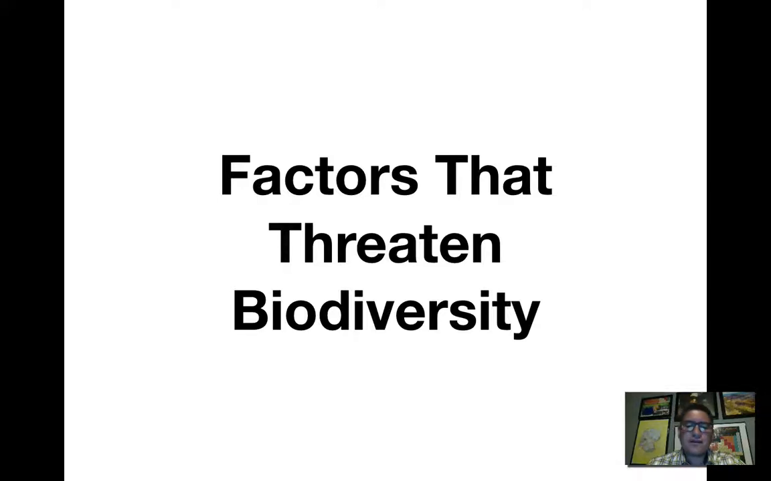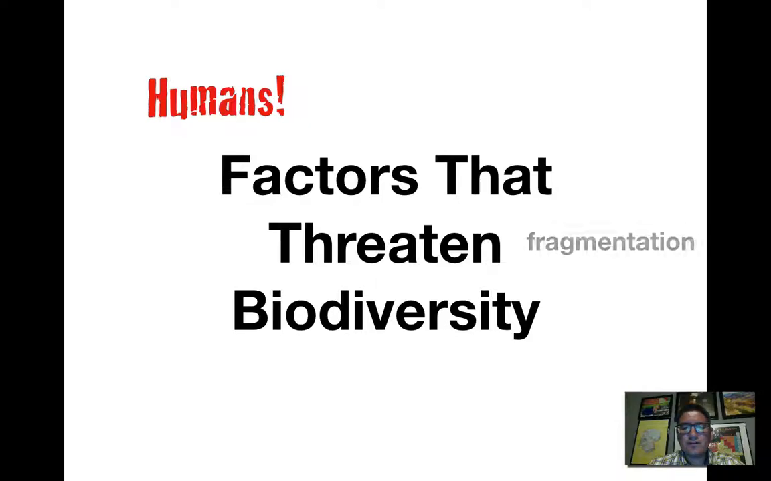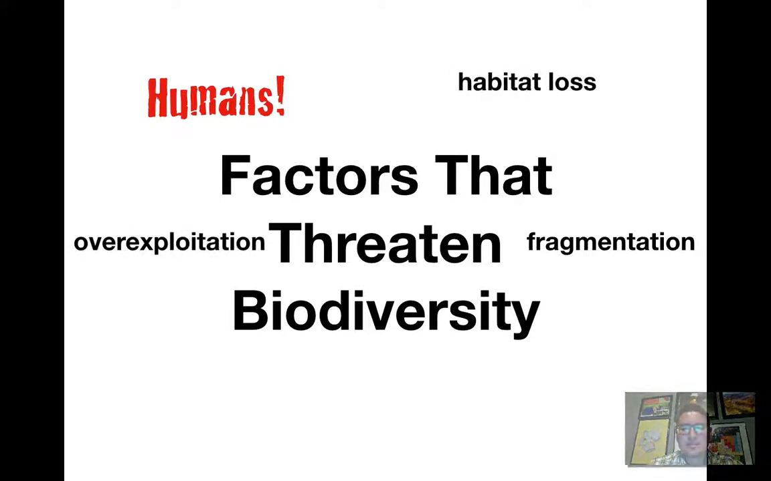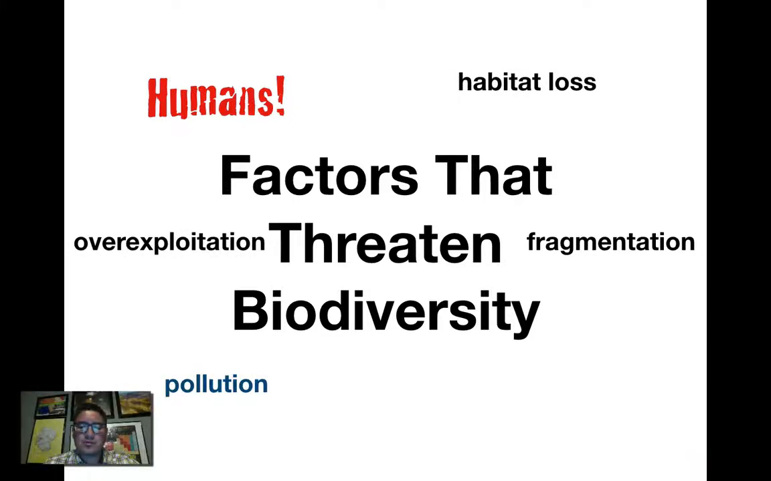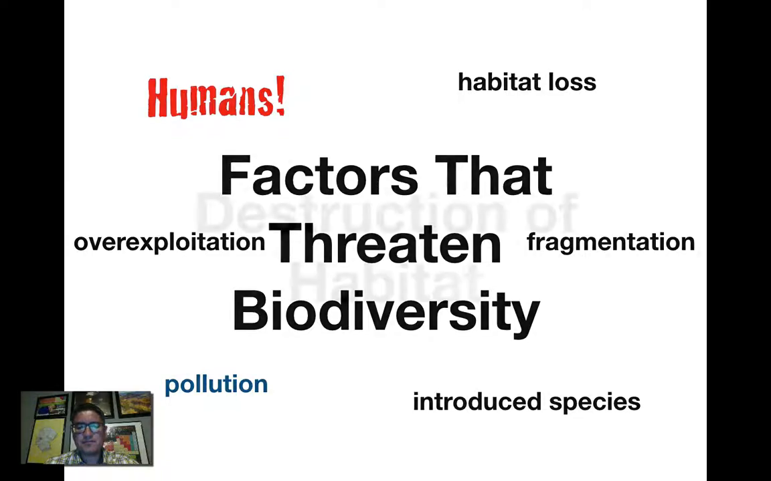And here are the factors that come into play with this. The biggest factor is humans, of course, and the activities and the things that we do to our environment. We're also going to discuss fragmentation, overexploitation, habitat loss, and pollution. With habitat loss, we're also going to talk about habitat destruction, and also introduction of species into environments that are not capable of sustaining those species.